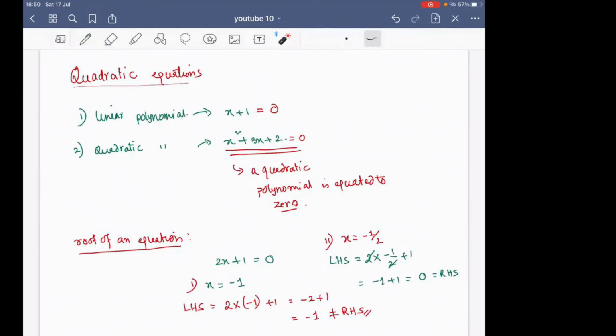Okay, when we take two values, once we take x is equal to minus 1, we can see that left hand side and right hand side, they are not equal, right? But if we put x is equal to minus 1 by 2, we can see the left hand side and right hand side is equal. So here in this equation, 2x plus 1 is equal to 0, x is equal to minus 1 by 2 satisfies the condition. So this x is equal to minus 1 by 2, we will call it the root of 2x plus 1 is equal to 0. Okay, let me show you with one more example.